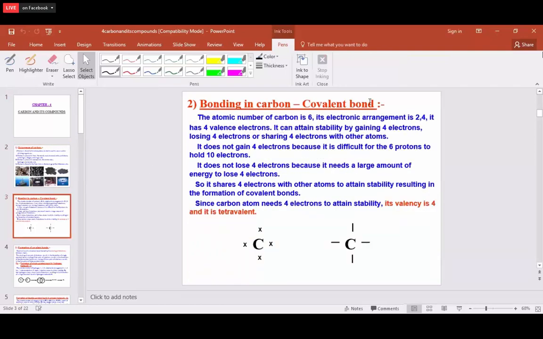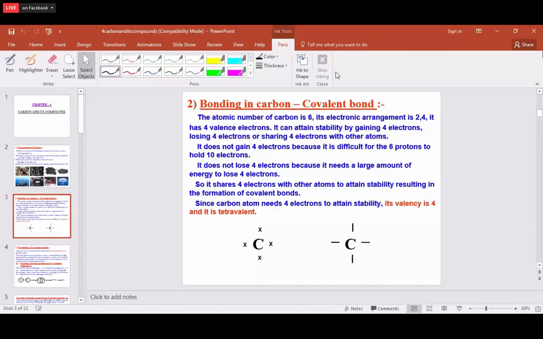Bonding in carbon, the covalent bond. Usually the covalent bond is nothing but the sharing of electrons between two atoms in the outermost shell. That we call a covalent bond. This covalent bond occurs between two non-metals, so they will do the sharing of the electrons.